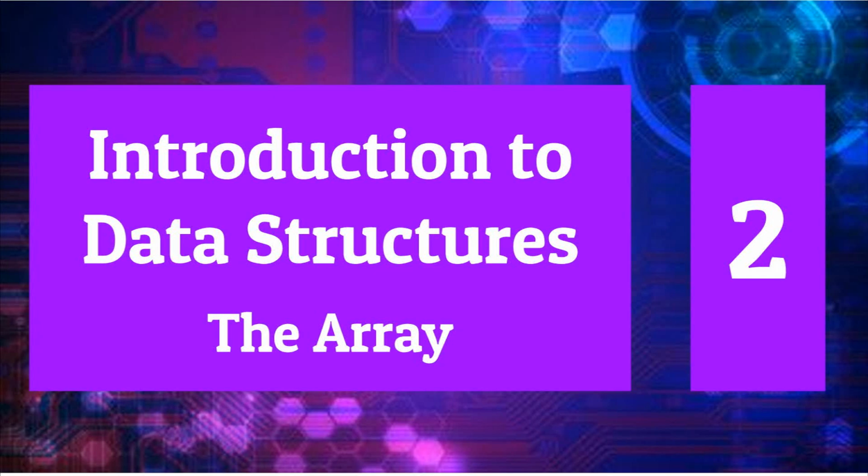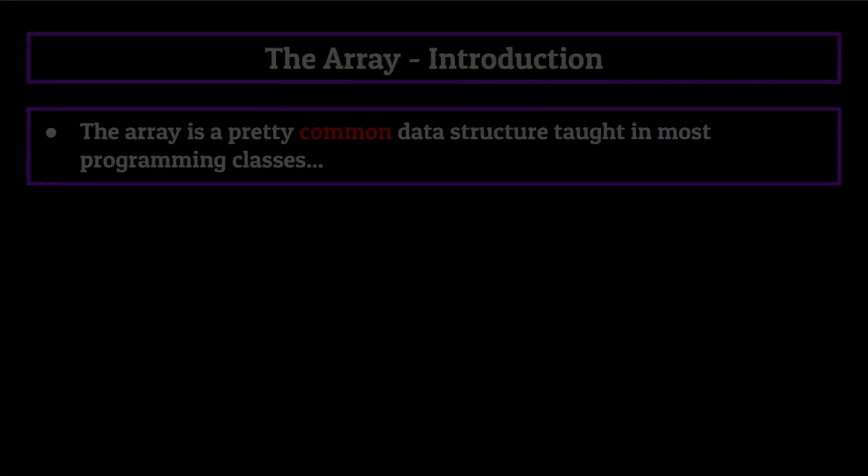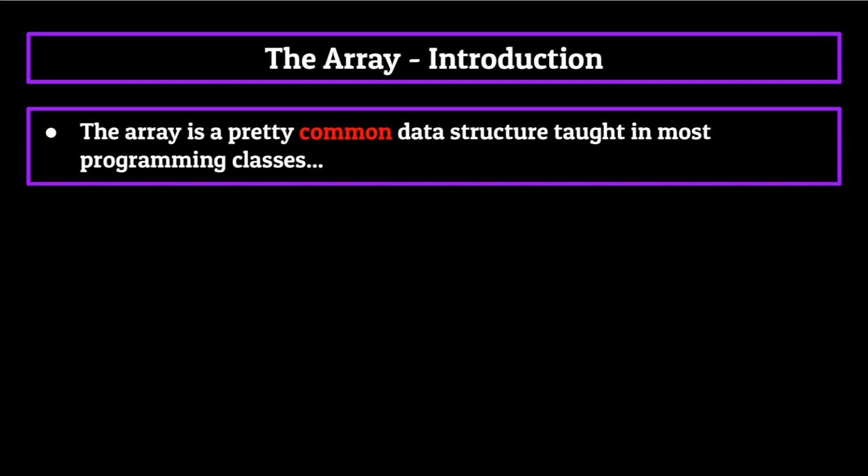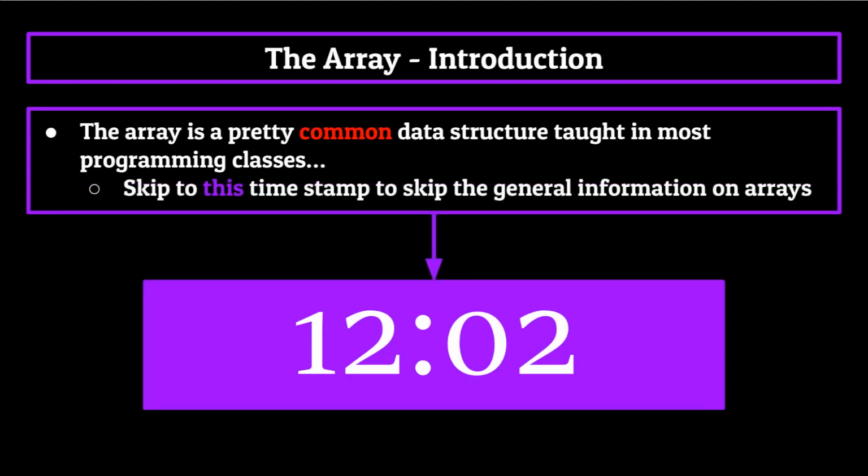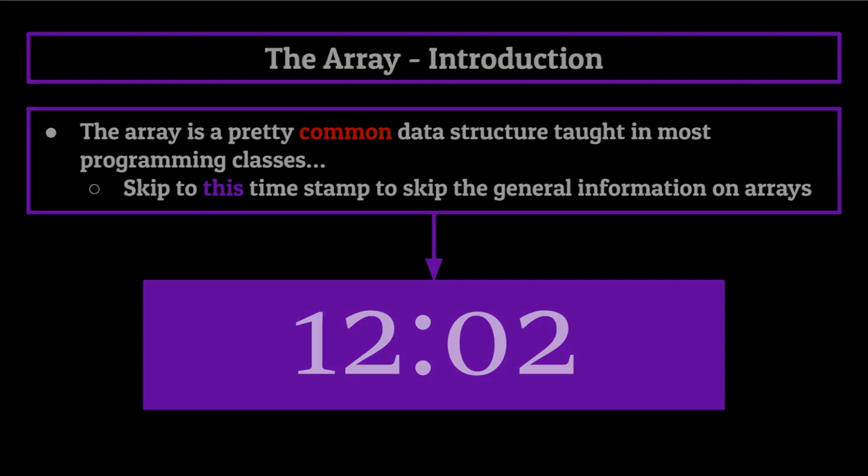The first data structure we're going to be covering is the array. Now, I understand the array is a pretty common data structure that's taught in many programming classes, and that many of you might already know the properties and uses of an array. So on your screen now and in the description is going to be a timestamp which will take you past the general information on the array to the point in the video where we start talking about the array as a data structure, including its time complexity equations, storage methods, and more.